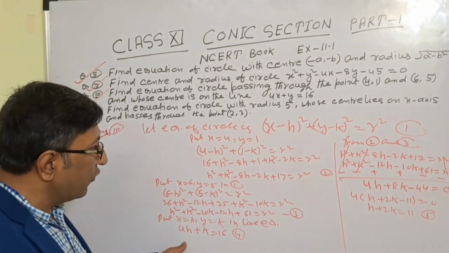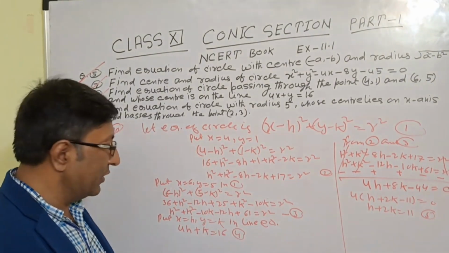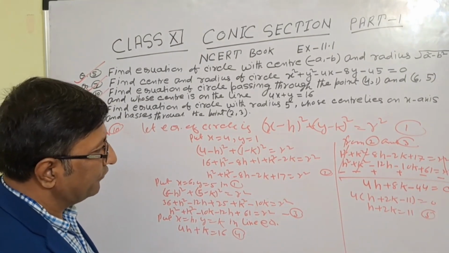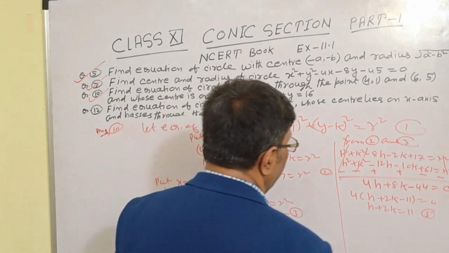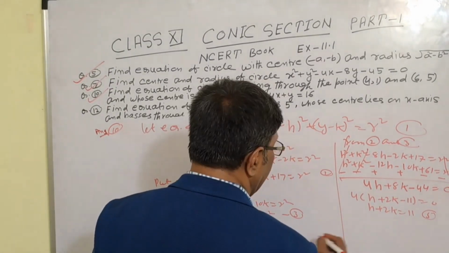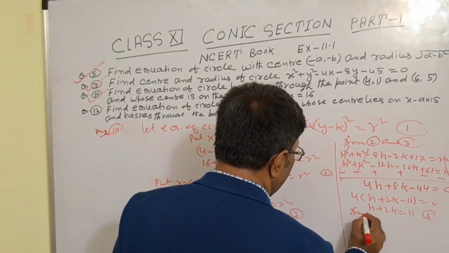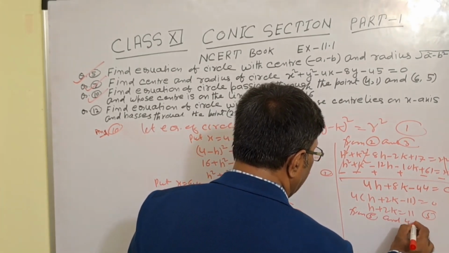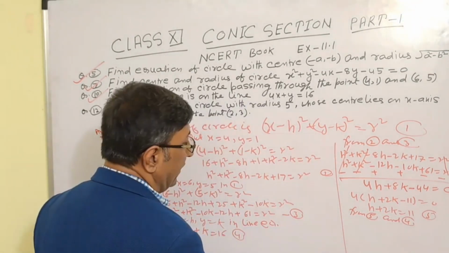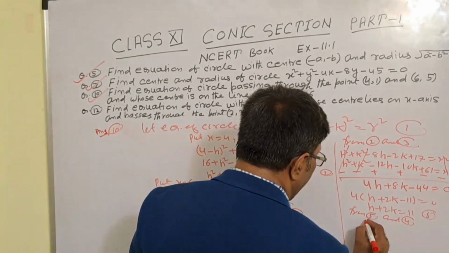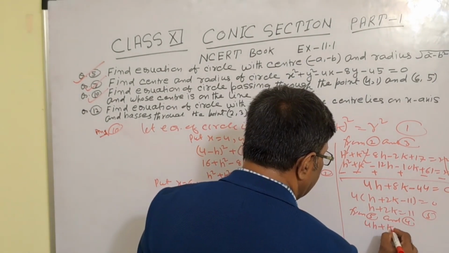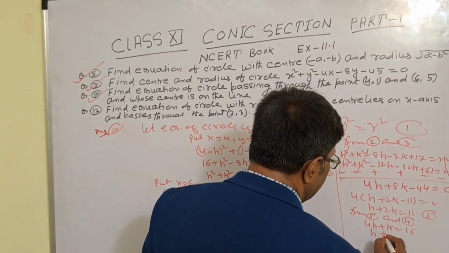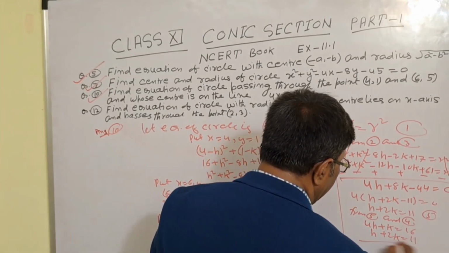Now this is the fourth equation. This is the fifth equation. These are the hk equations, so we can find h and k very easily. So from the fifth and fourth equation, right? So 4h plus k equal to 16. And here h plus 2k equal to 11, right?